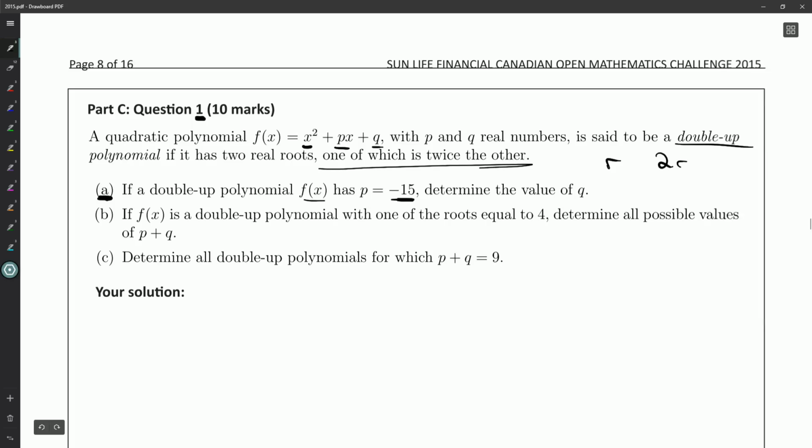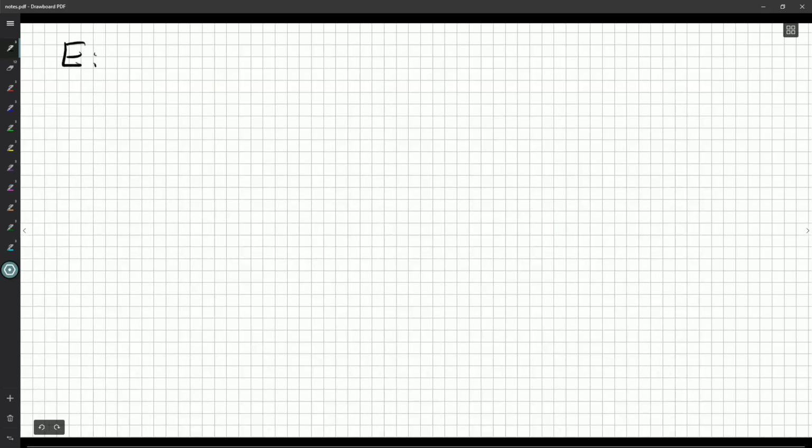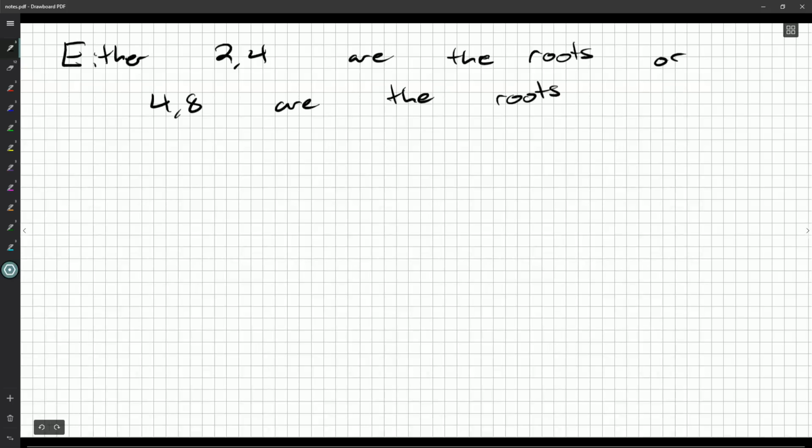B. If f of x is a double-up polynomial with one of the roots equal to 4, determine all possible values of p plus q. Okay, same sort of thing. So, either 2, 4 are the roots, or 4, 8 are the roots. Alright? So you could, I guess, expand these two possible polynomials out.